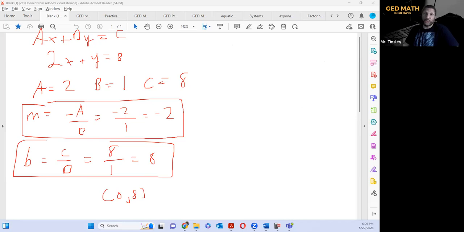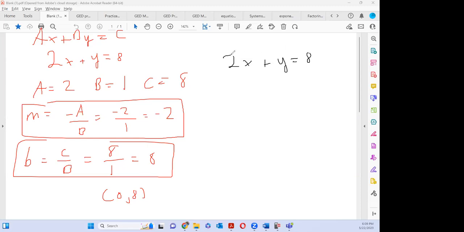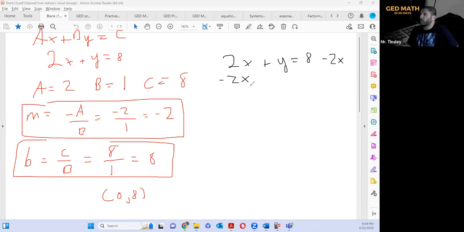I had someone do a very similar problem yesterday. They said, Mr. Tinsley, I like to get y by itself. Okay, well you can. In order to get y by itself, what do I need to get rid of? The 2x. What's the opposite of positive 2x? Minus 2x. If I subtract 2x from both sides, the 2x's cancel and I get y equals. Now I'm going to reorder these: minus 2x first, and then plus 8.